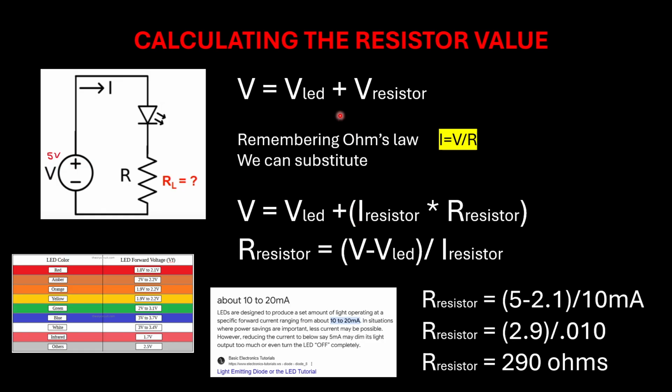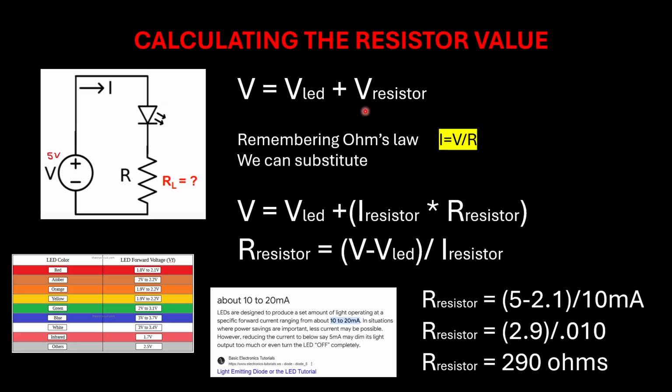Okay, according to the Kirchhoff laws, the total voltage is equal to the sum of the voltage on each component. In this case, we only have 2 components, the voltage of the LED and then the voltage of the resistor. The sum of these 2 voltages will be equal to the total voltage supplied, in this case 5 volts. Okay, and then remembering Ohm's law, the current is equal to the voltage divided by the resistance.